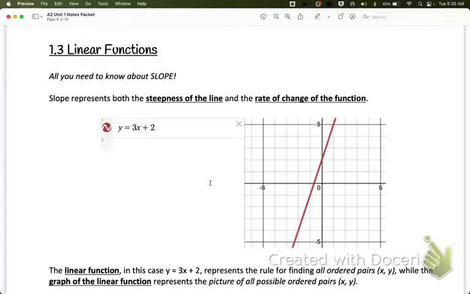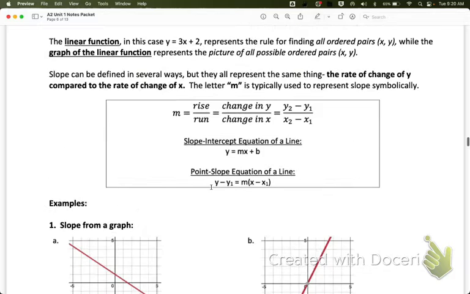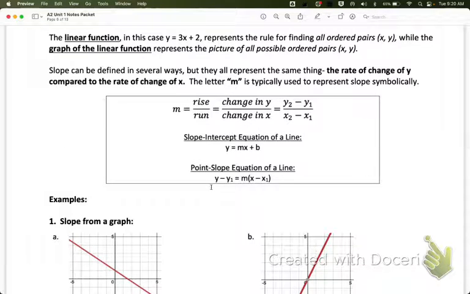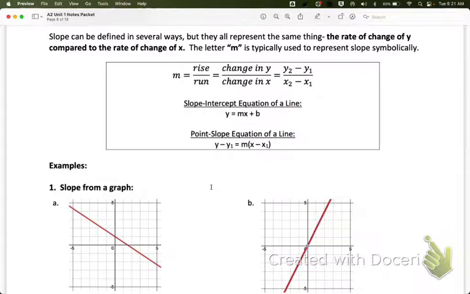So the linear function, y equals 3x plus 2, represents the rule for finding all possible ordered pairs xy, while the graph of the linear function represents the picture of all possible ordered pairs xy, okay? Slope can be defined in several ways, but they all represent the same thing, the rate of change of y compared to the rate of change of x.